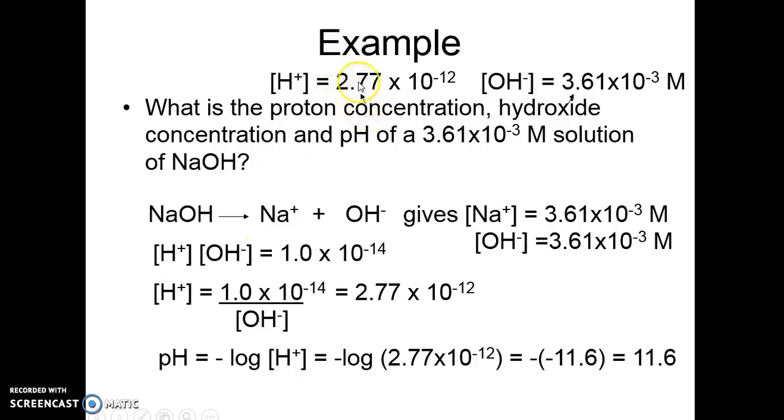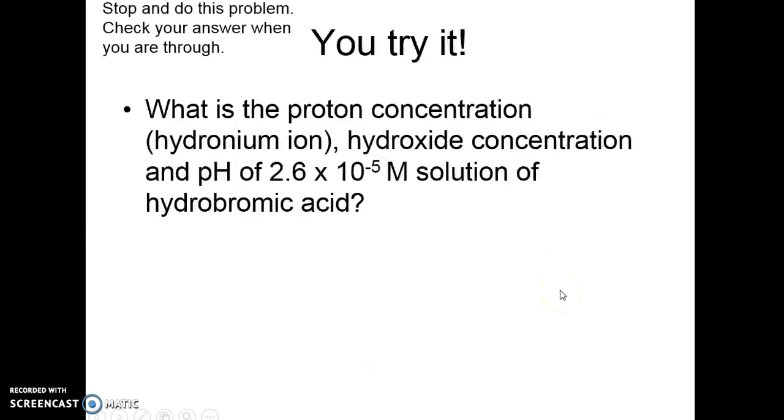So proton concentration is 2.77 times 10 to the minus 12. Hydroxide ion concentration is 3.61 times 10 to the minus 3. And your pH is 11.6. You go ahead and determine what is the proton concentration, hydroxide concentration, and pH of a 2.6 times 10 to the minus 5 solution of hydrobromic acid.